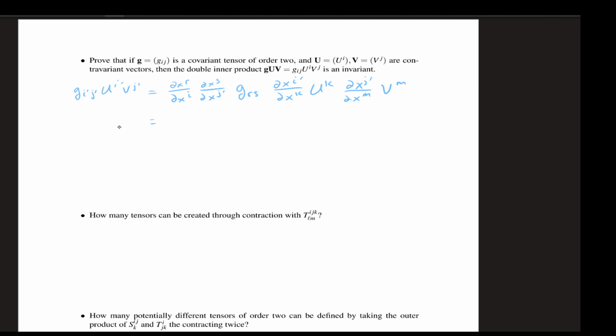And now we can rearrange some of these. Oh, this should be a prime. And so now we can rearrange these two, can give me a delta_rk, and these two can give me a delta_sm. And then I can leave it g_rs, u^k, v^m. Now use the deltas to change, I guess we'll change k to r. So we'll call it g_rs, u^r.